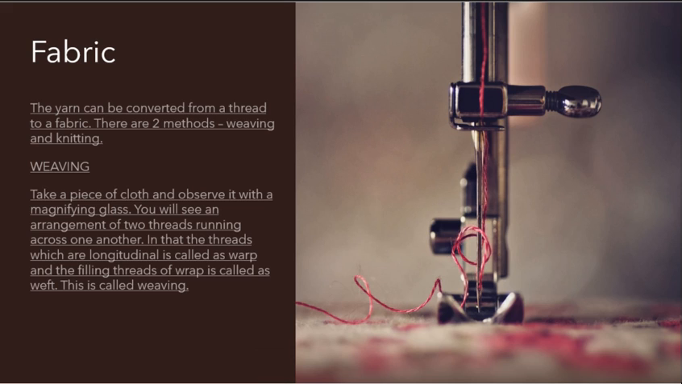Weaving is done on devices called looms. Small looms which can be operated manually are called hand looms. The fabric made on these is coarse and not very long. On a large scale, fabric is made on power looms in mills. The fabric produced can be several meters long.